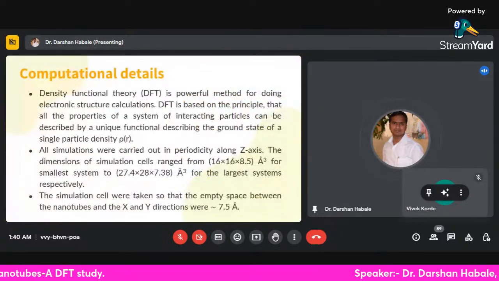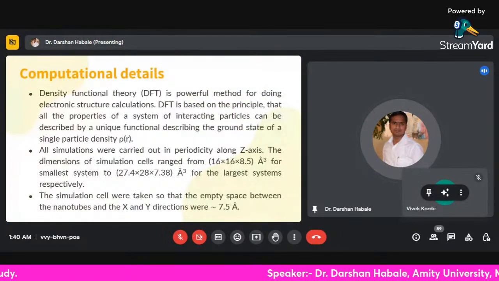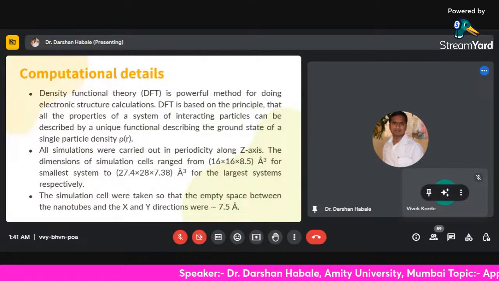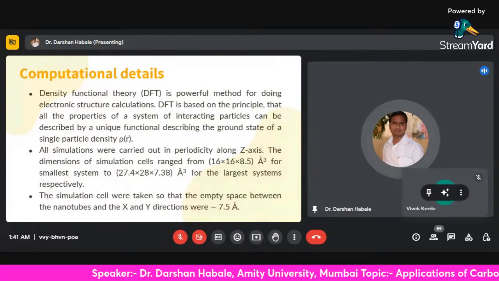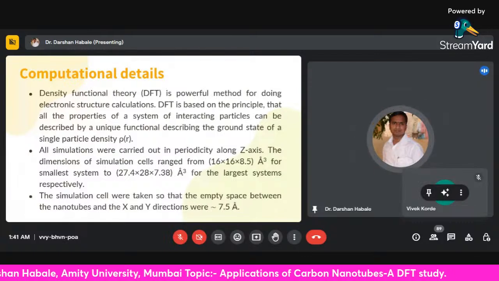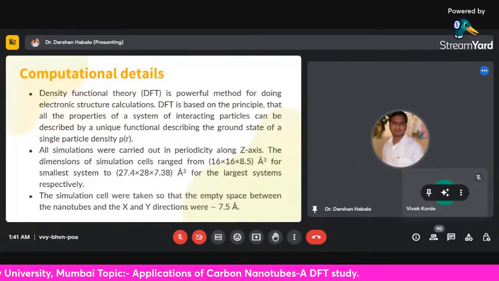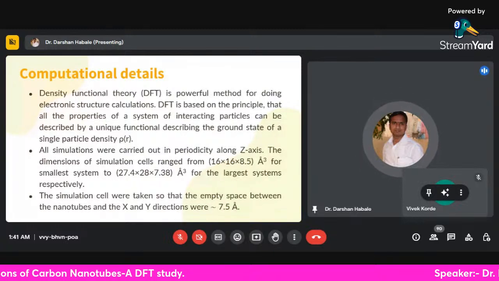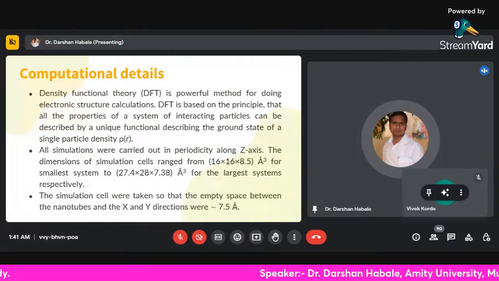Now I use the computation, that is the custom code to run the program to study the system. So what are the computational details that we required in this? I use the density functional theory, which is a very powerful method for doing electronic structure calculations.